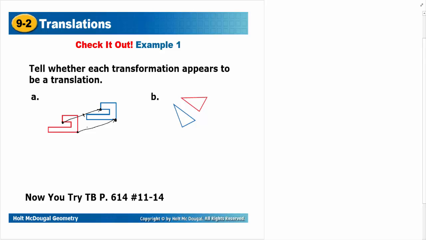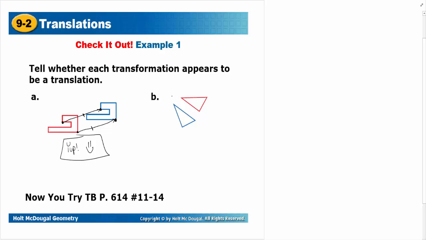This segment should be congruent to this segment, and in reality, any segment that I draw from one vertex to a corresponding vertex should be equal in length. In this case, you can see yes, it is. So this would be a yes, or a yup. I like saying yup. Smiley face. All right. This would be a translation.